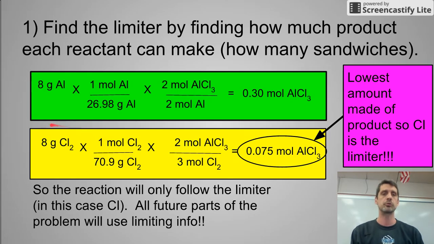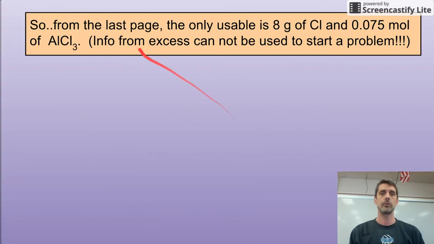I can use 8 grams of chlorine, or I can use 0.075 aluminum chloride as any information I could use in a future problem. So from the last page, I know these two numbers are usable. So let's find out how much of the excess I'm going to have left over.